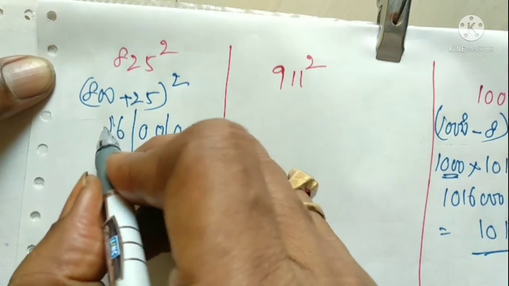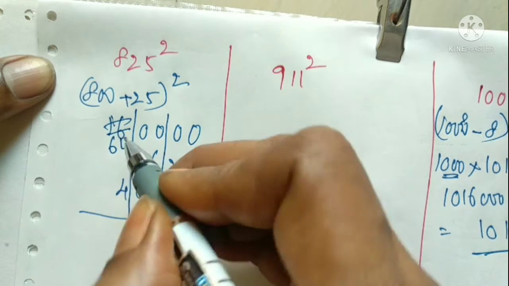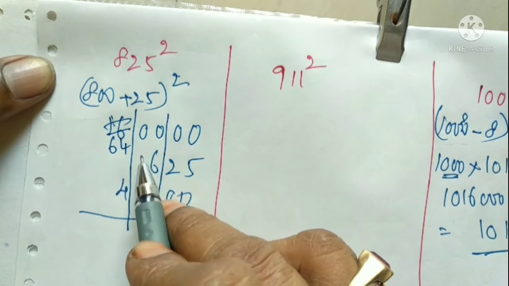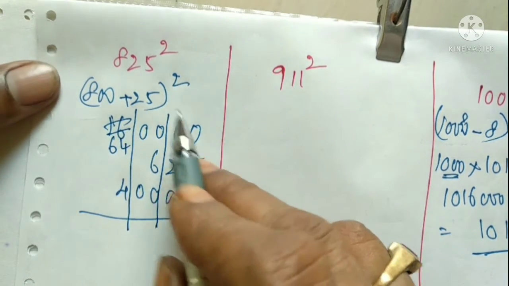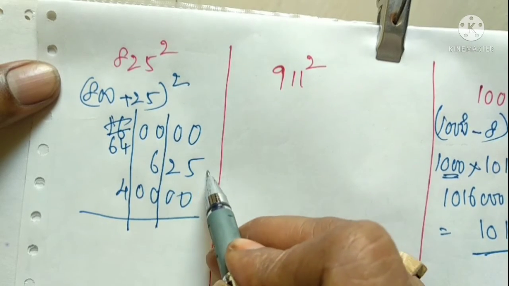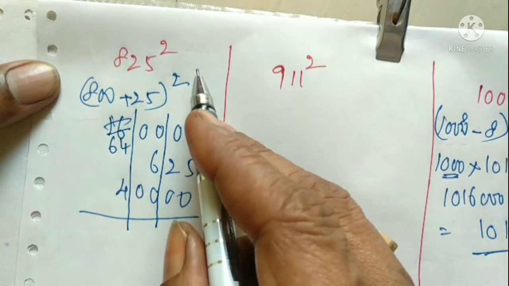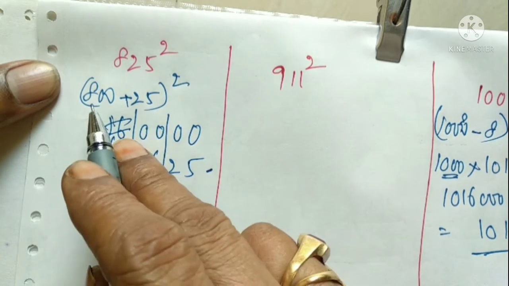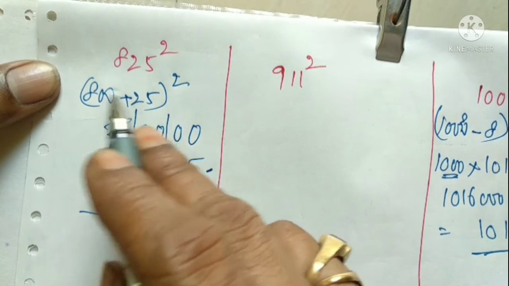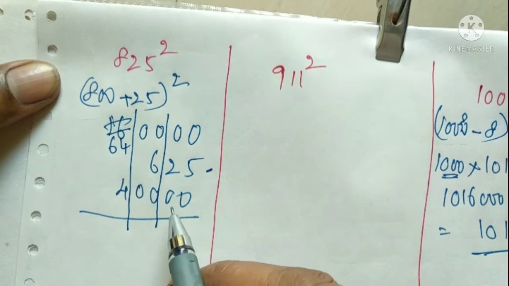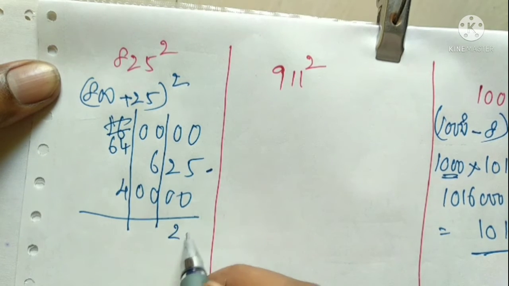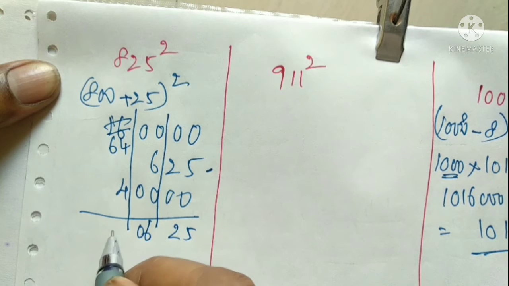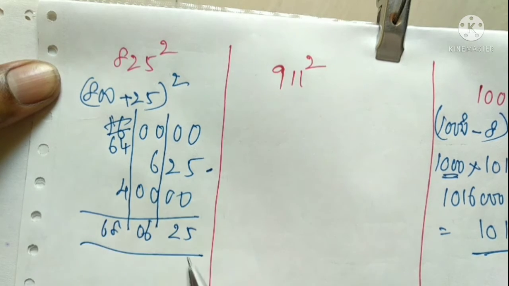Okay, not 16. This should be 64. Now 8 8 is 64 and then 4 zeros. 25 square means 625. And then 2 into A into B means 2 into 25 into 800. 2 25 is 50, 50 into 800, it is 40,000. Now the answer is 680,625.